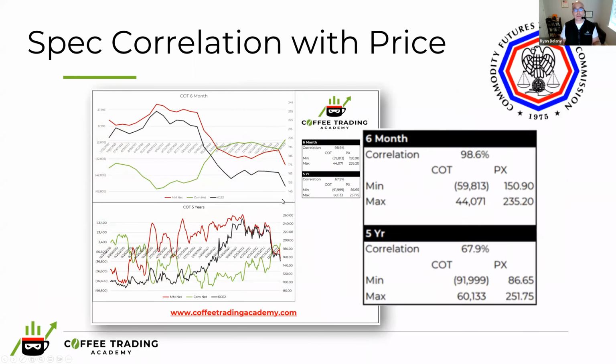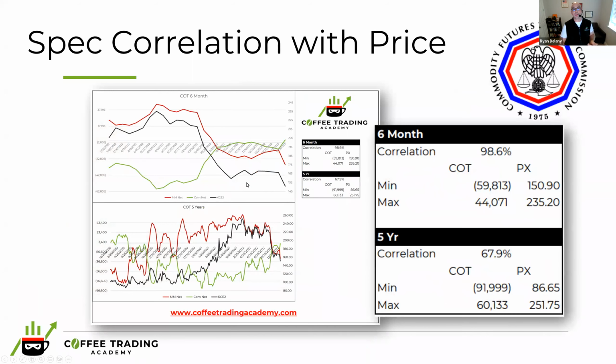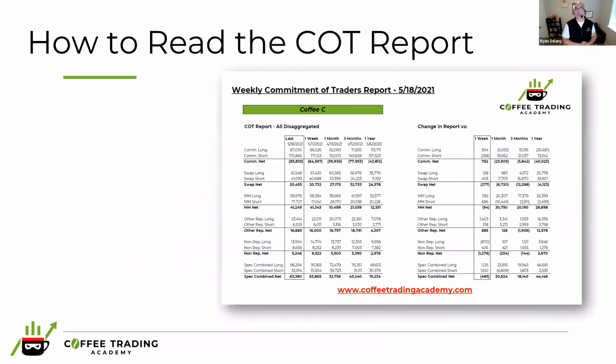Now, here's something from the second page of our COT report that shows just how important the specs are. Over the last 6 months, there was a 99% correlation between the spec position and price. That means if we can predict what the spec is going to do, we can predict 99% of what prices are going to do. Now, it's not always that high of a correlation, right? You can see over the last 6 months, it's been 99%, but over the last 5 years, it was more like 68%. So this correlation fluctuates, it changes over time, but it's a very clear and robust correlation.